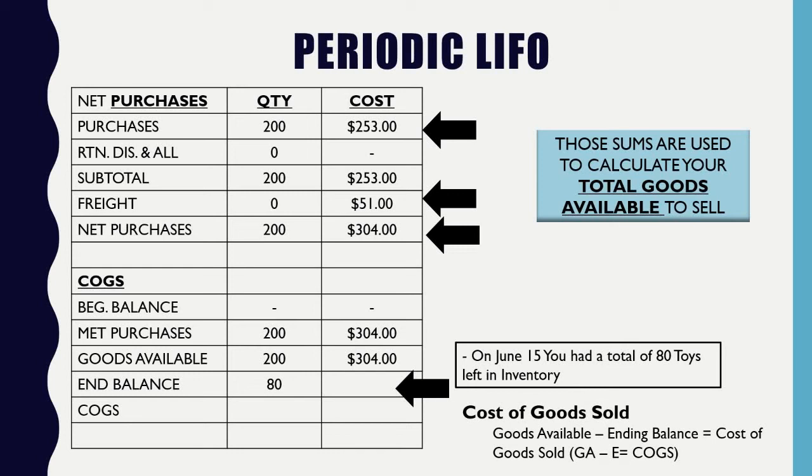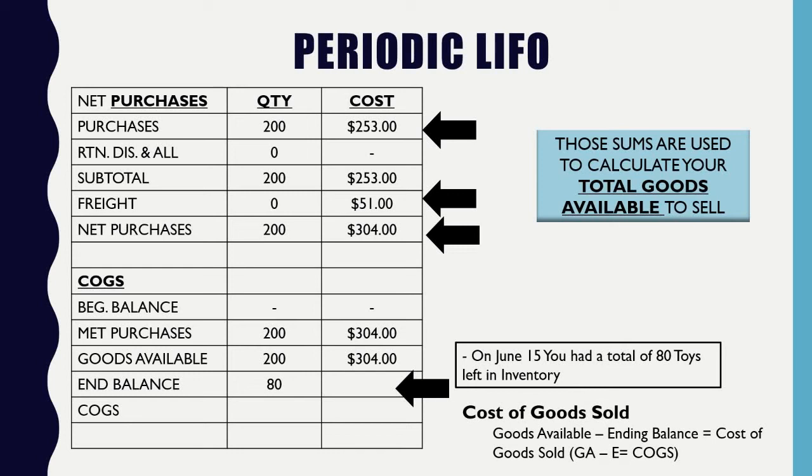So we plug in that we have a quantity of 200 that we purchased. That cost me a total of $253. We don't have any returns or allowances, so our subtotal should remain the same. We need to include our freight. Freight doesn't increase quantity, but it does increase cost. So here we have total net purchases of 200 items at a grand total of $304.